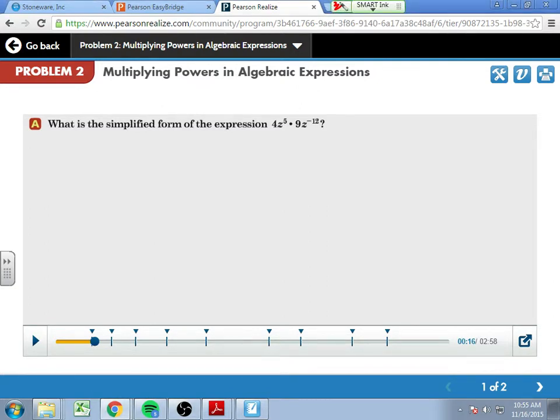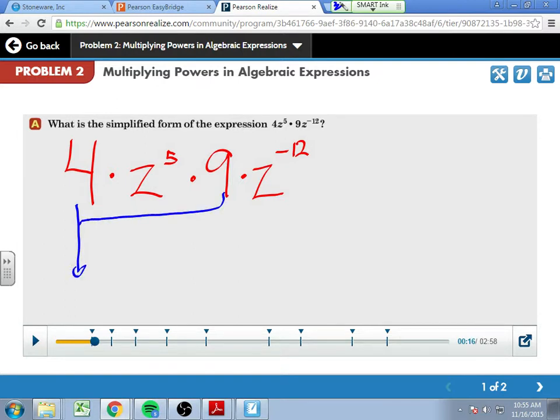All right. So, you asked how do we do this? I want you guys to rewrite this on your paper: 4 times z to the 5th times 9 times z to the negative 12th. If you got it now, what do you think we do first? What you do first is you multiply your numbers, the coefficients. So we take the 4 and the 9.